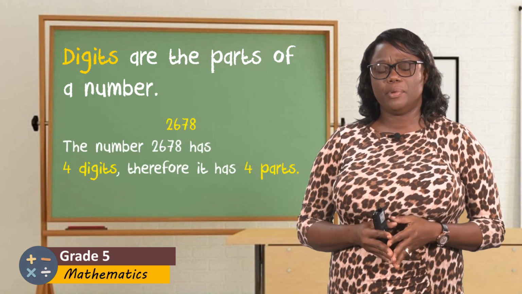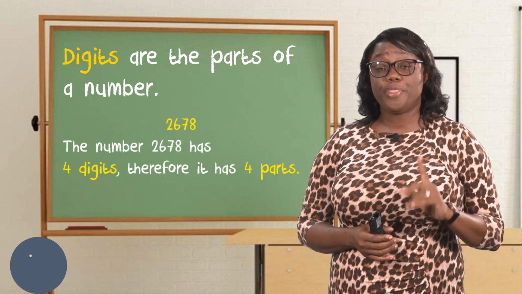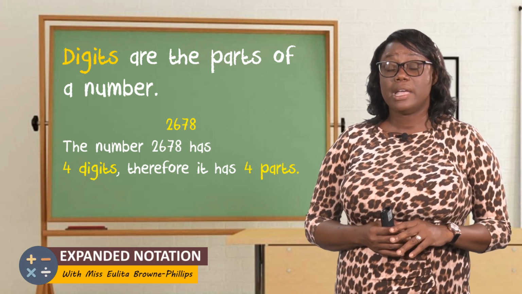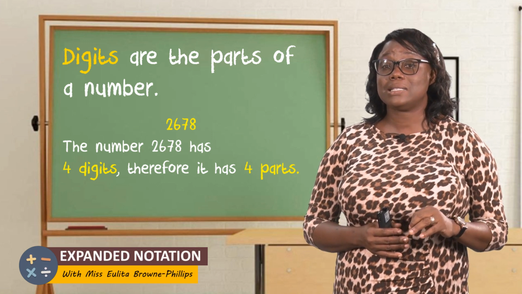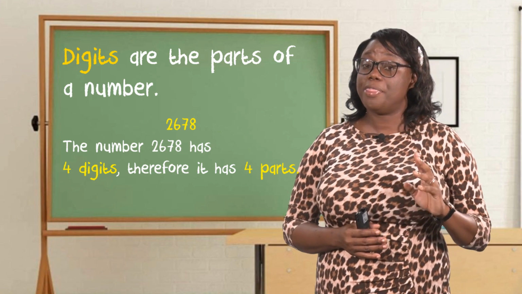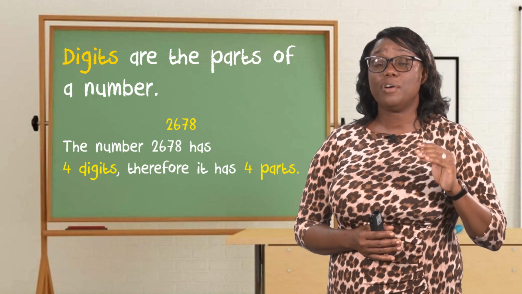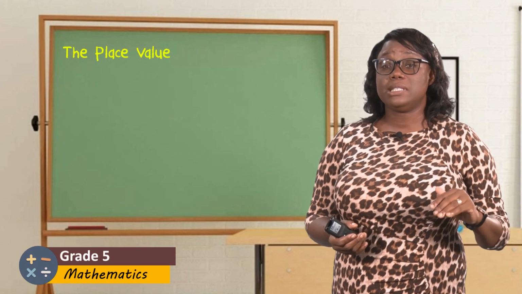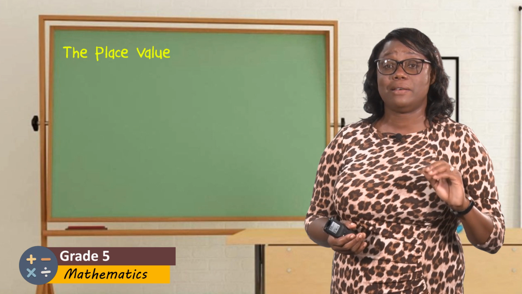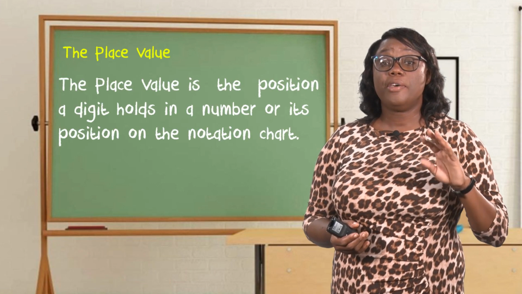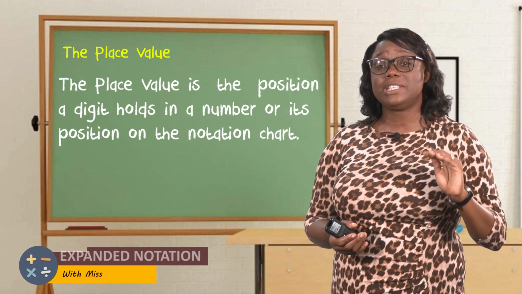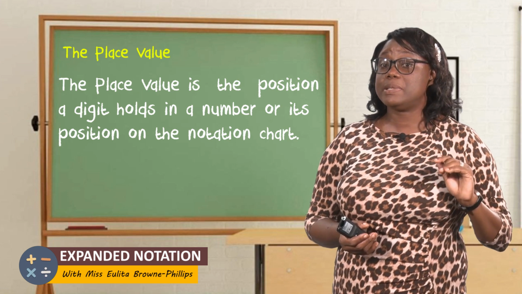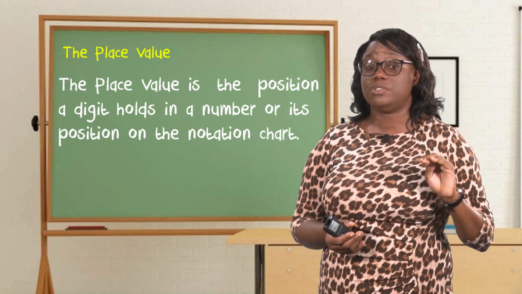For example, we have the number 2,678. This number has 4 digits. Therefore, it has 4 parts. The next term I want us to focus on is place value. The place value is the position a digit holds in a number or its position on the notation chart.